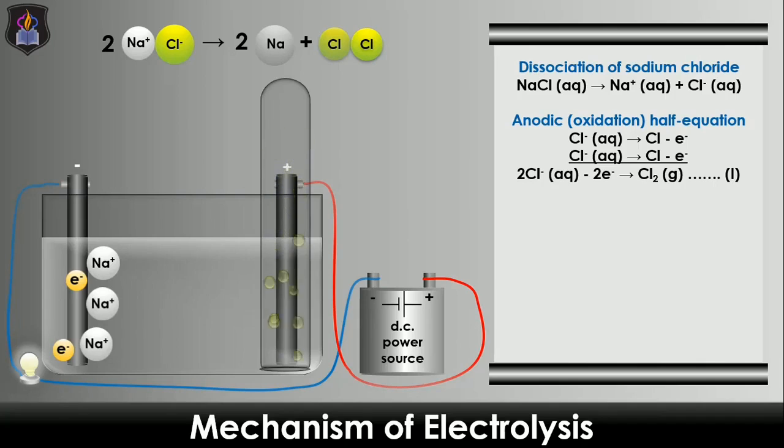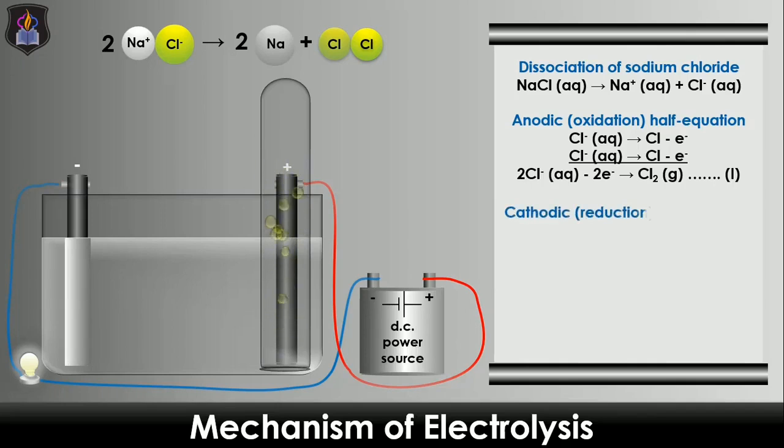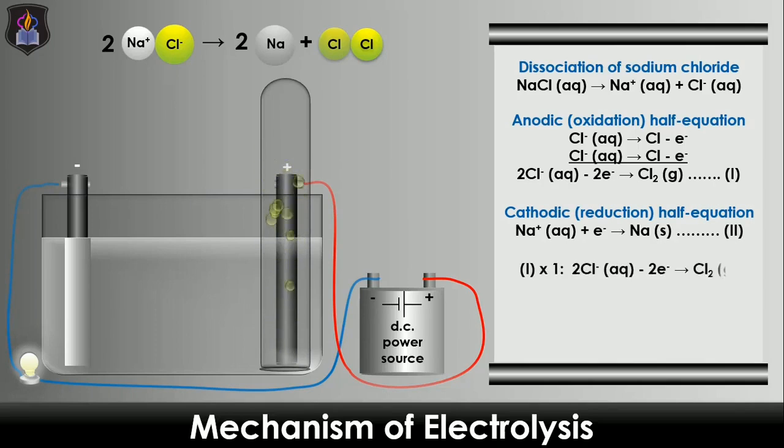At the cathode, the sodium ions undergo reduction by gaining the electrons to become deposited as sodium metal. According to the cathodic half equation, in order to balance the number of moles of electrons transferred, we multiply the anodic half equation by 1 and the cathodic half equation by 2, and then add the two equations and cancel the number of moles of electrons lost and gained to obtain the overall reaction. That is basically the mechanism of electrolysis.